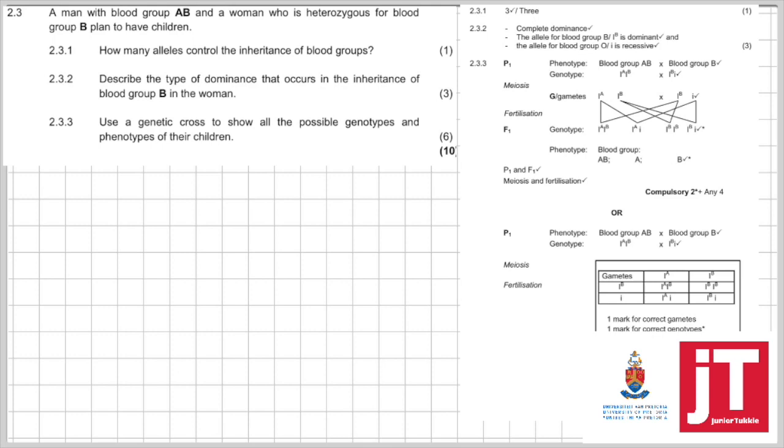2.3. A man with blood group AB and a woman who is heterozygous for blood group B plan to have children. 2.3.1. How many alleles control the inheritance of blood groups? That's easy. 3.